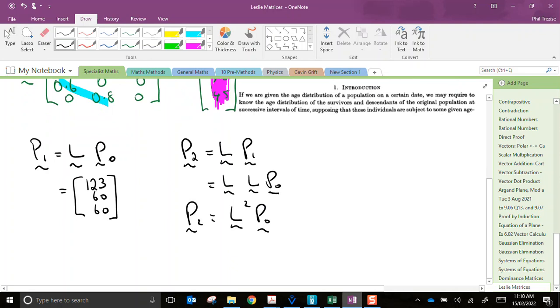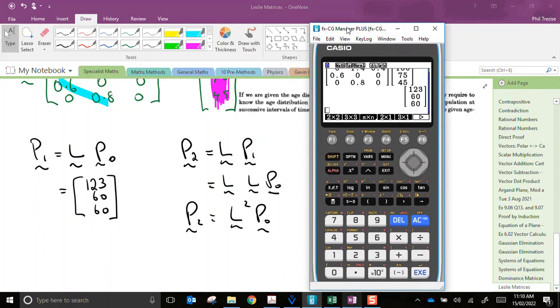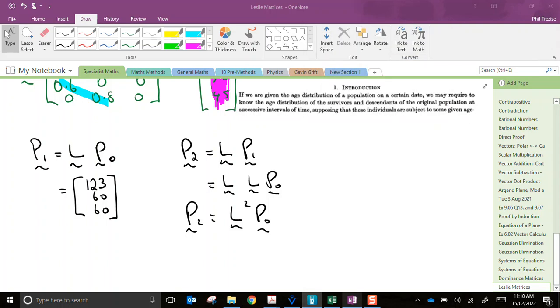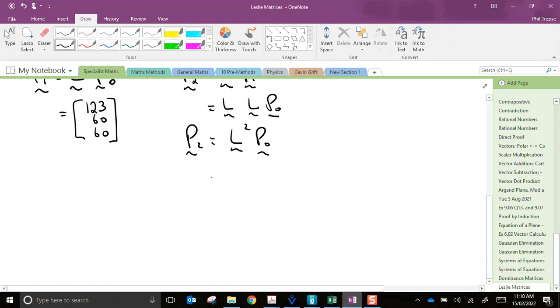So P2, the population after 2 time periods have elapsed. We could calculate this if we just go back and modify to put squared, L squared, and that's the original population. So I have 108, 73.8, and 48. It's a bit funny to talk about fractions of a tribble, isn't it? So what have we got there?